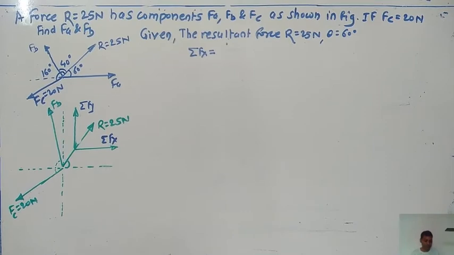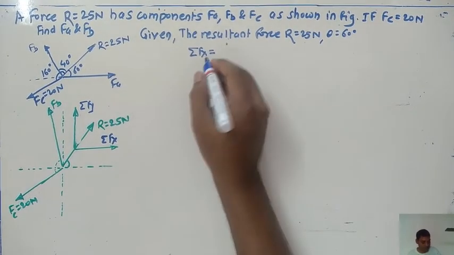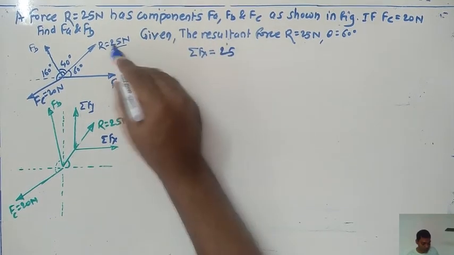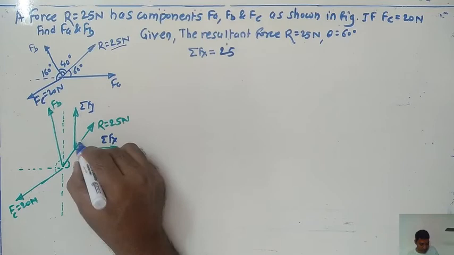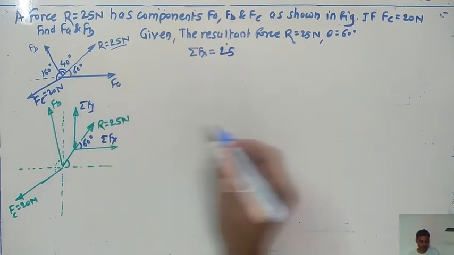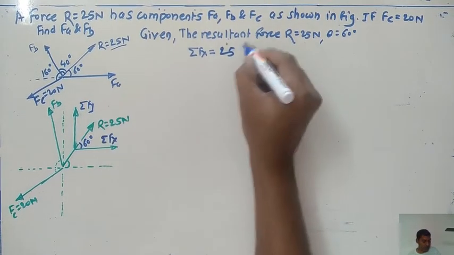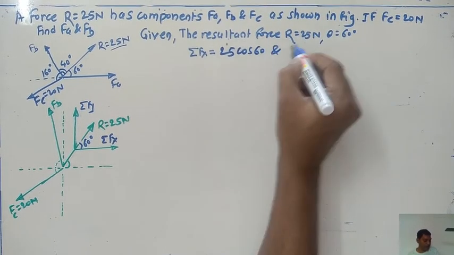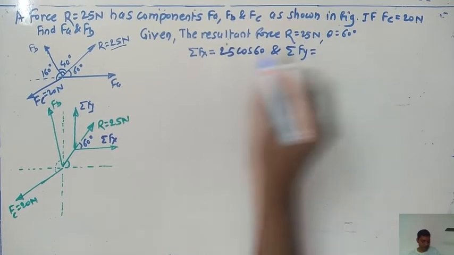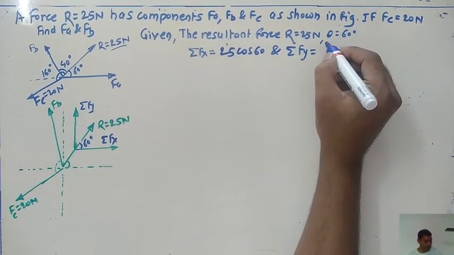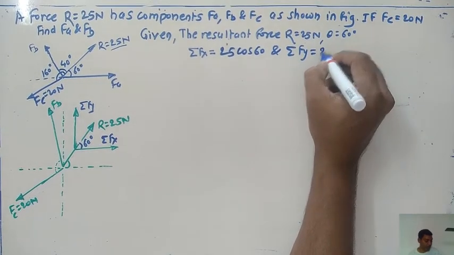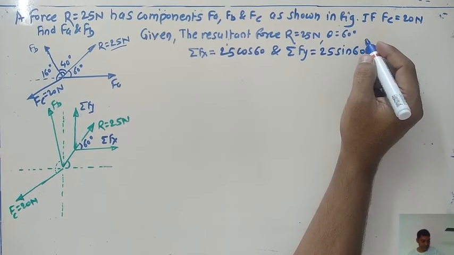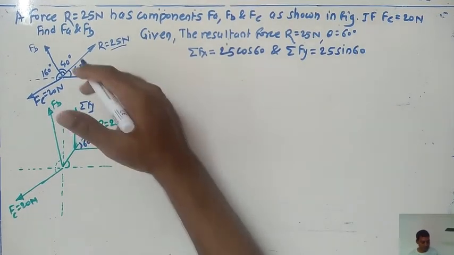So what about the summation of Fx? It is nothing but the component of this 25 along the x direction. What is this angle? It is 60 degree, already given in the problem. So this indicates 25 cos of 60 degree. What about the summation of Fy? See the vertical component: summation of Fy is 25 sine of 60. Okay, now follow the next step.